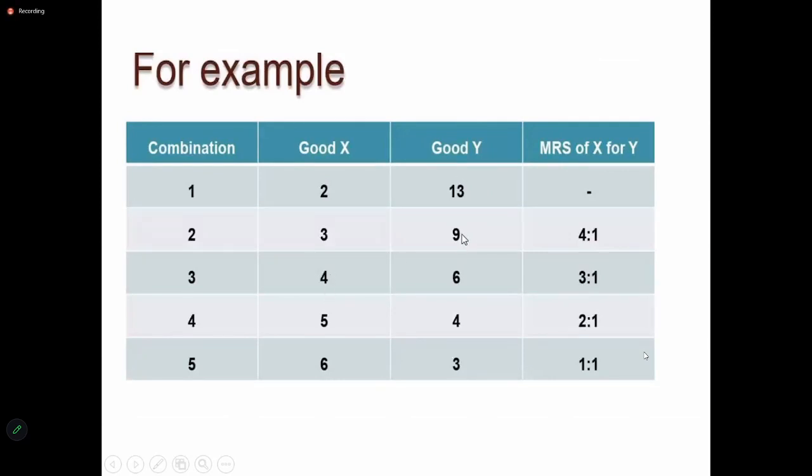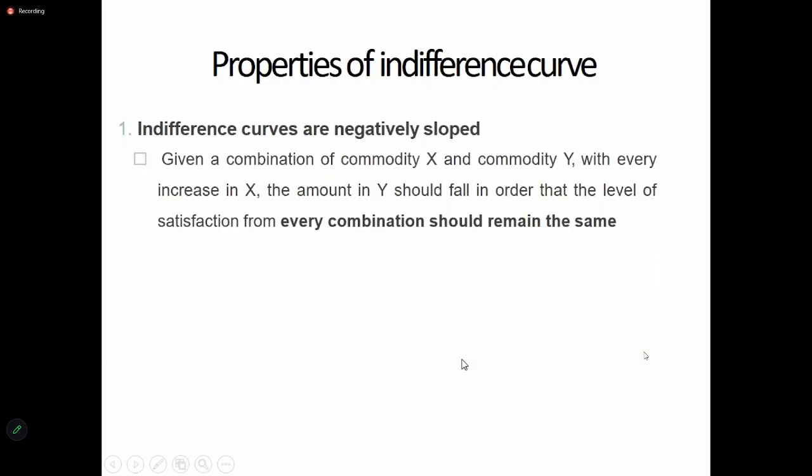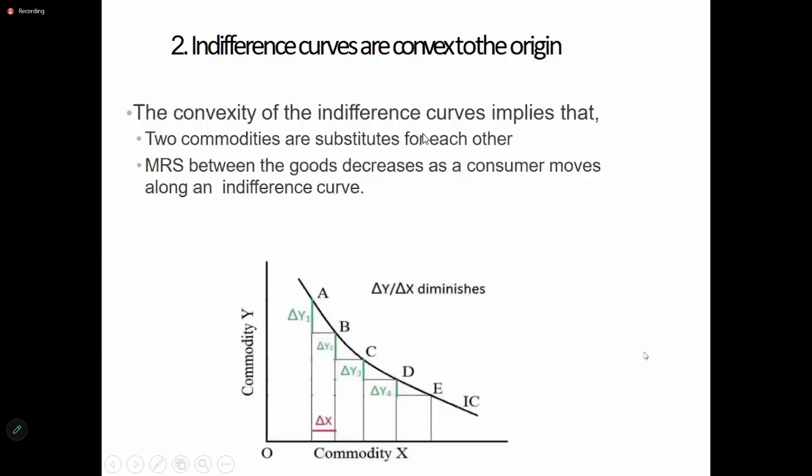To get 1, we need to sacrifice 3. To get 1, we need to sacrifice 2. To get 1, we need to sacrifice another 1 of Y. Okay, so then one thing is, every combination should remain the same in one indifference curve. That is negatively sloped. Second property, indifference curves are convex to the origin.